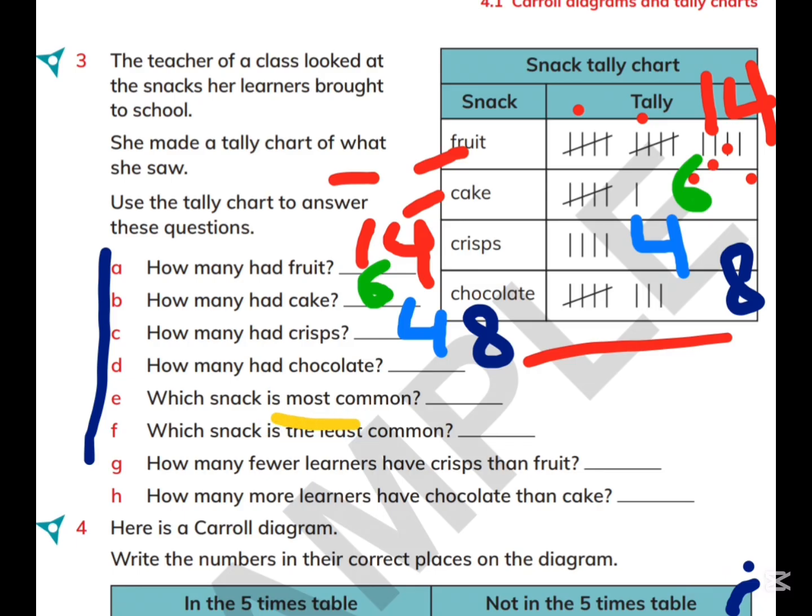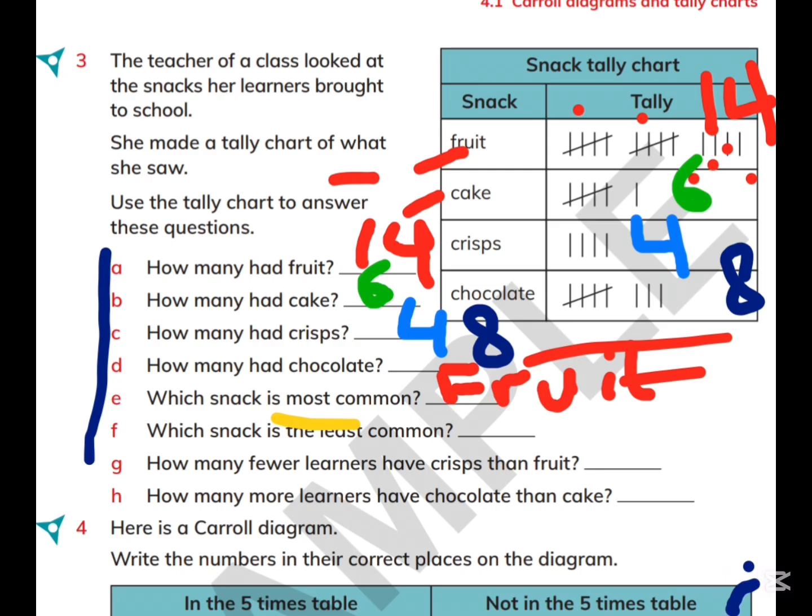So we will see 14, 6, 8 and 4. Which is the greatest number? 14 is the greatest number. Which snack is most common means you have to write fruit is bought by 14 people. So this is the most common. I'm trying to write the full word, but if I am unable to write, then you can just write F. F means fruit. Okay, done.